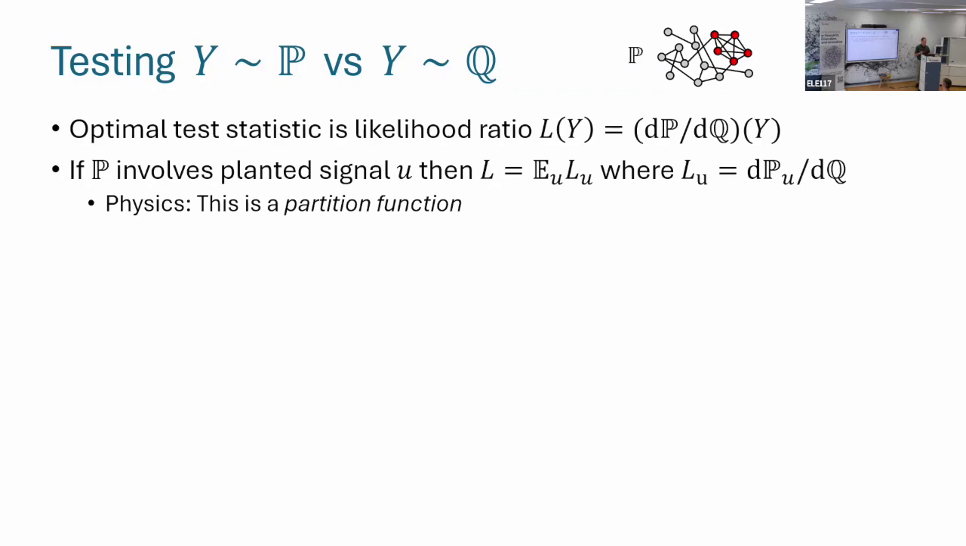Okay, so if we take the physics view, this, I believe, is what many of you might think of as a partition function, in the sense that this expectation over U is like a sum over all the possible states. Think of a choice of U as a configuration.